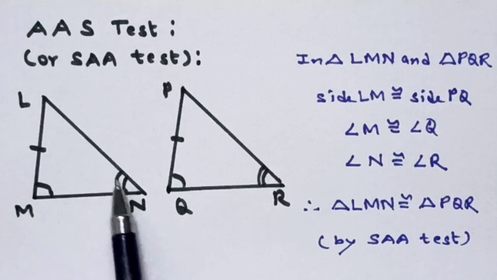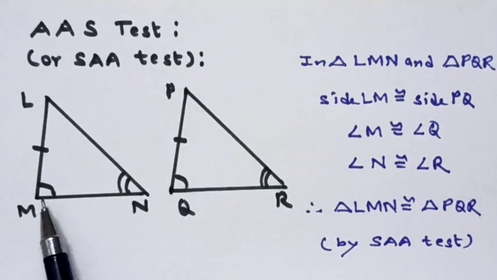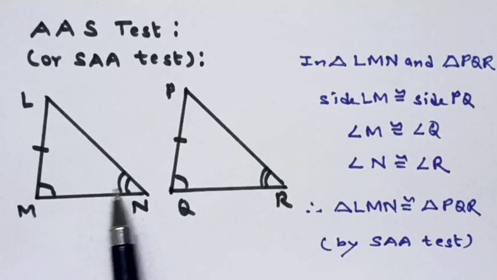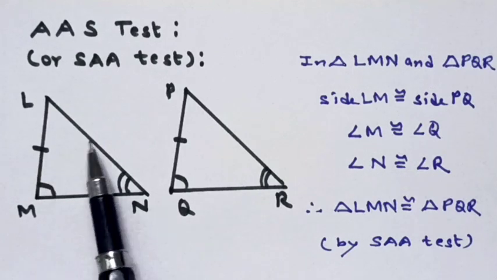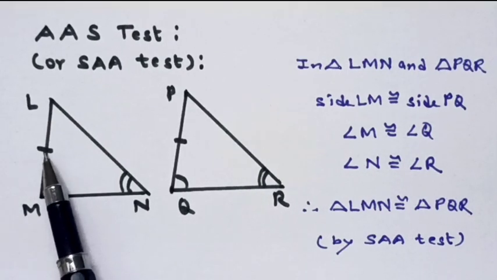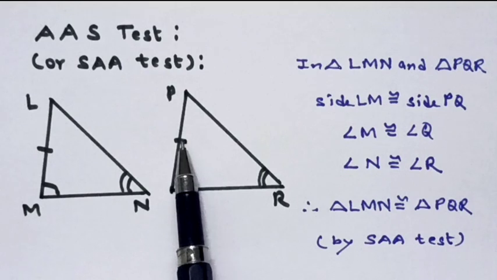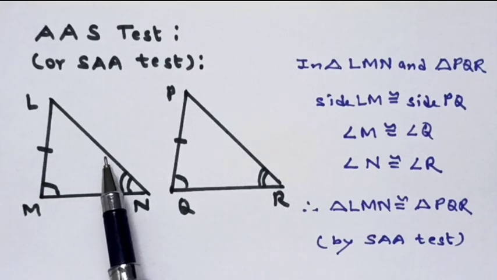In triangle LMN and PQR, there are two angles. MN is the included side, which we don't consider, either this or that. Here it is given LM, which is not included, so it is the non-included side. Similarly here, side PQ is the non-included side. Thus it is the SAA test or AAS test.